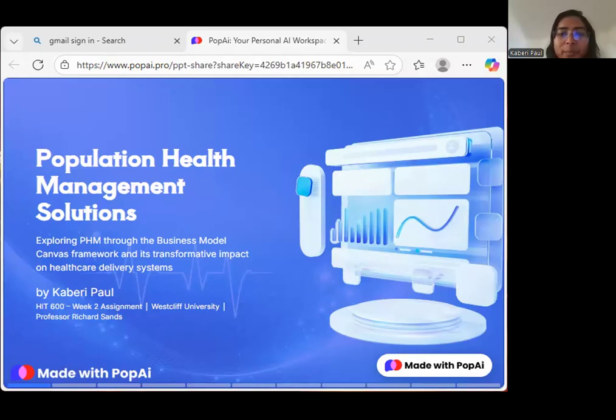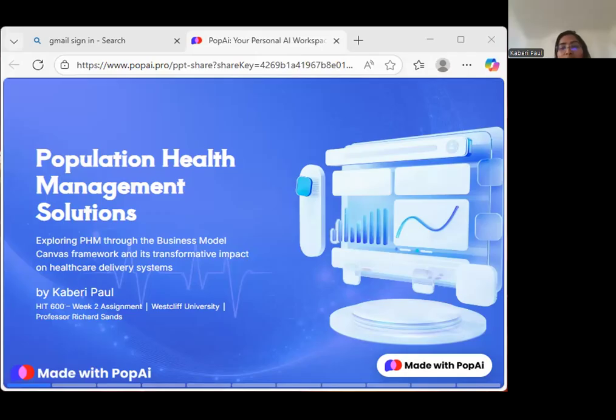My name is Kaveri Pal, and this presentation focuses on how population health management aligns with the business model canvas framework. This assignment is based on the week 2 requirements for HIT 600, and I will be walking through how this technology impacts different areas of healthcare operations, business strategy, and stakeholder value.